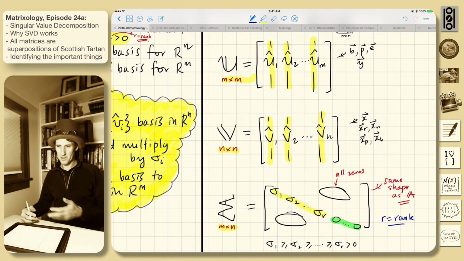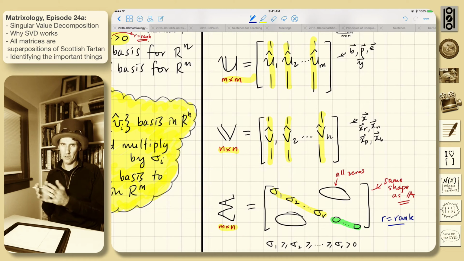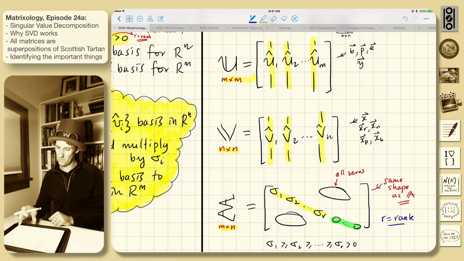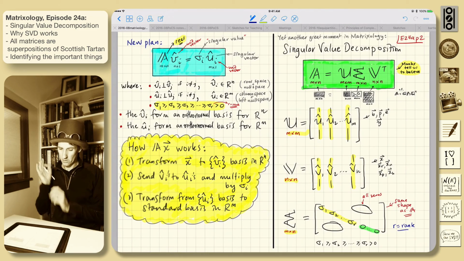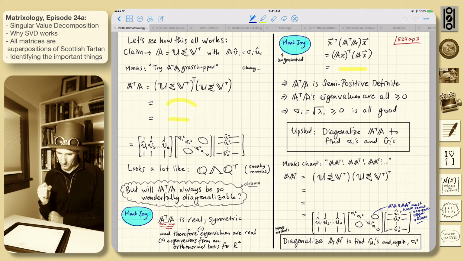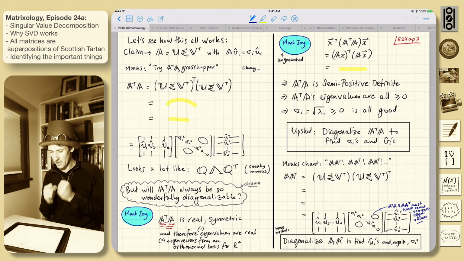I mean, you can imagine there's a sigma R plus 1, sigma R plus 2, there are these numbers, it's just that they're all zero, and they correspond to the V's that are in the null space, that get sent to 0 by A. Okay, keep going. So let's see how this works.